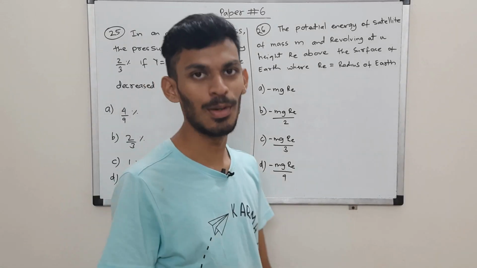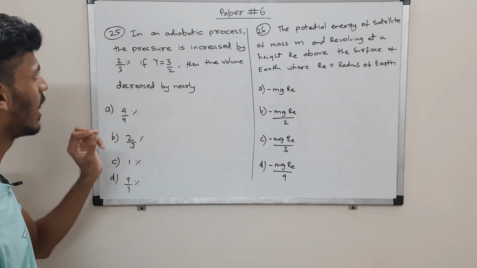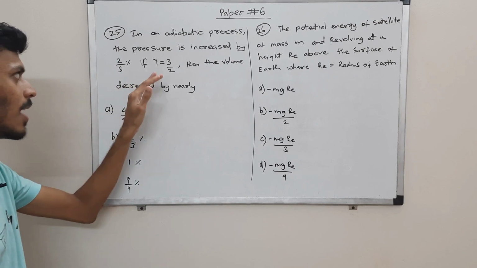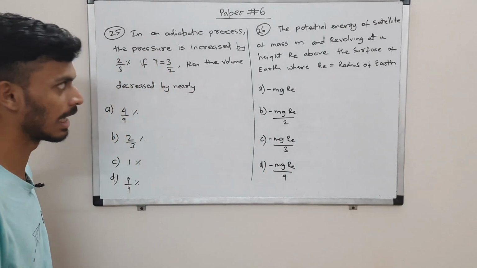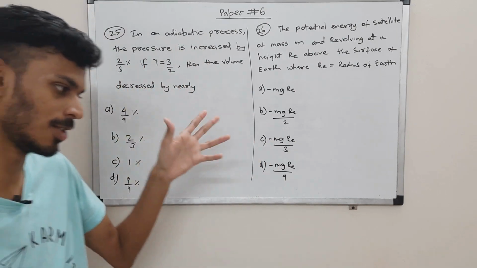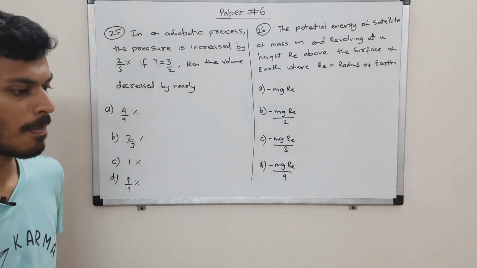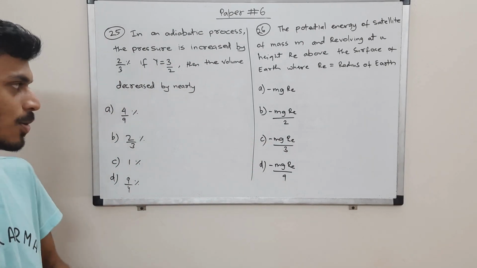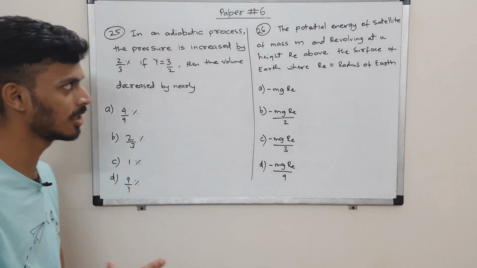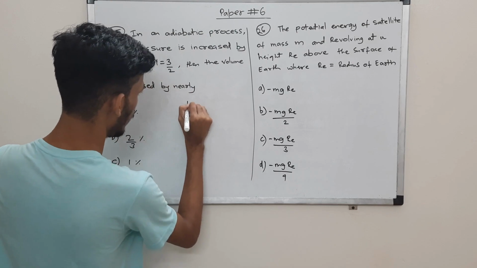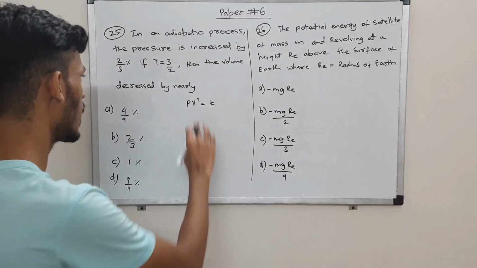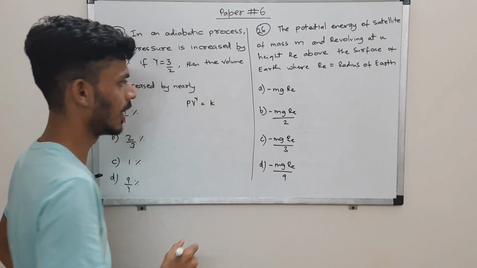So question 25 and 26 over here. In question 25, we have an adiabatic process happening and the pressure is increased by this percentage. If gamma is this, you are supposed to tell what is the decrease in the volume. Now you might do it the conventional way by equating P1 V1 raised to gamma equal to P2 V2 raised to gamma, and then taking the ratio, but that would take long. Here the pressure difference is small, so actually we can use the log method. I'll write PV raised to gamma is constant, some constant K for adiabatic processes.